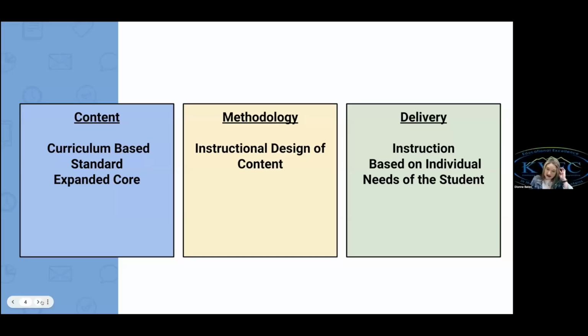On this one, let's talk just a little bit about those three big rocks with specially designed instruction. We have content, and we have to give students access to the content. We have to give them access to grade level standards. And some of our students who are visually impaired or hearing impaired have the expanded core curriculum. But again, that's making sure that they have access to the curriculum and the resources and opportunities that they have.